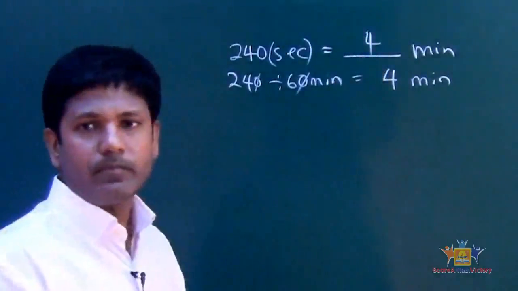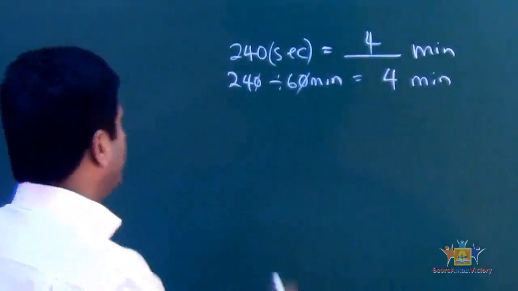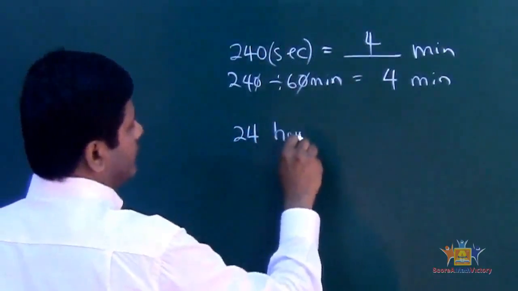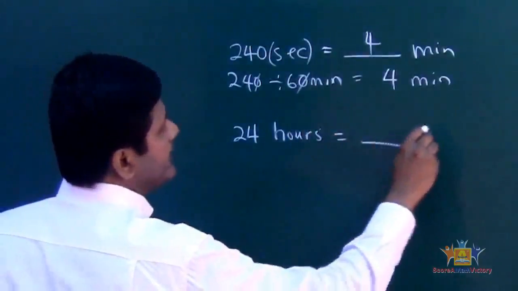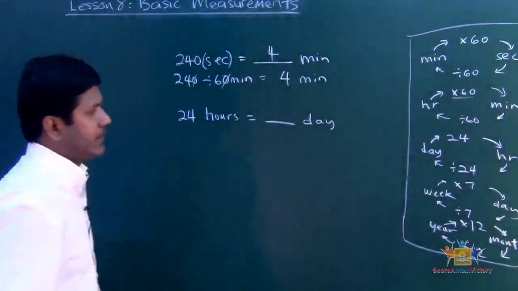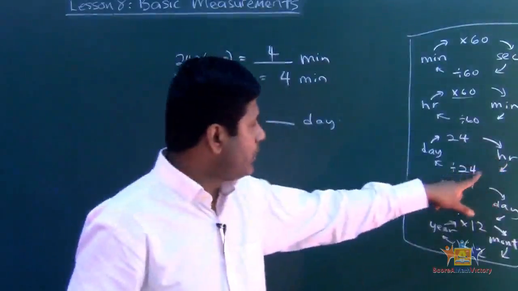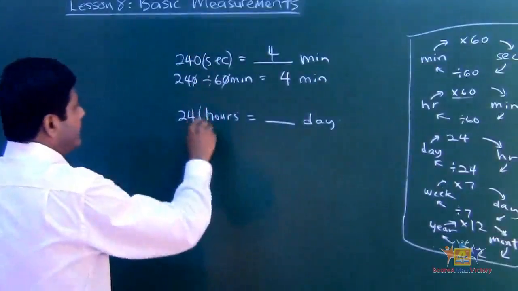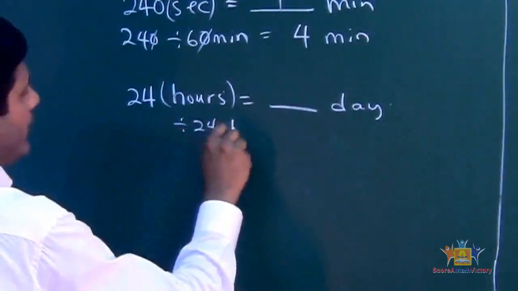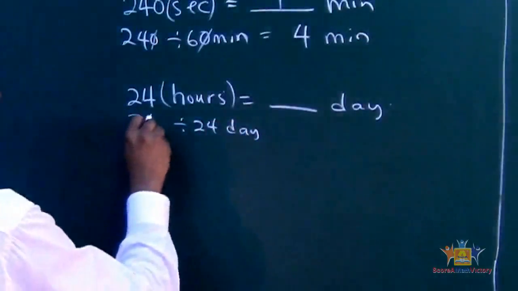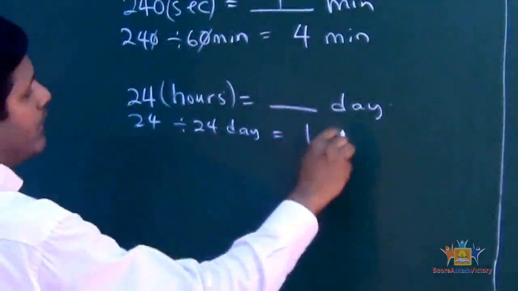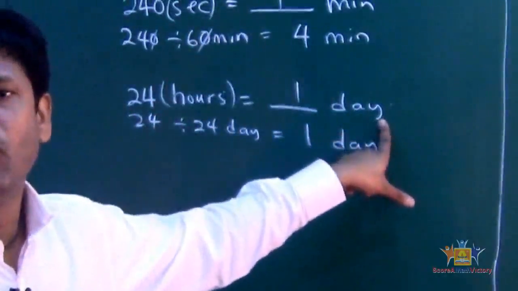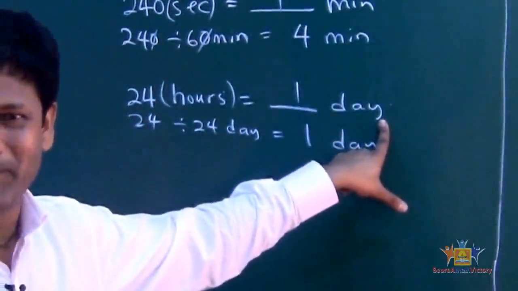Alright, good. See that? Now let's say, for example, if I were to give you 24 hours, and I want to find out how many days. So first look at that. From hours to days, we divide by 24. So I'm going to put here 24 divided by 24 days. So 24 divided by 24 gives me 1 day. So 24 hours equals 1 day. See that? Pretty easy, isn't it?